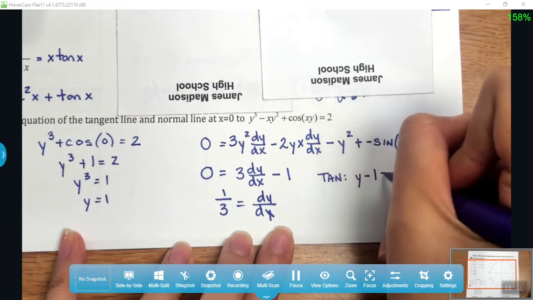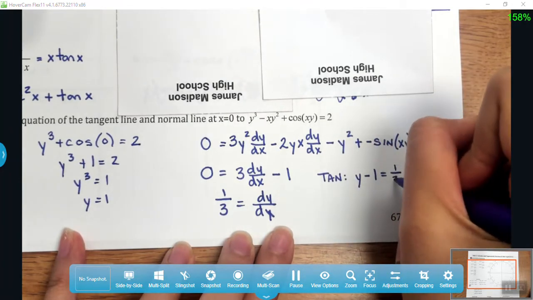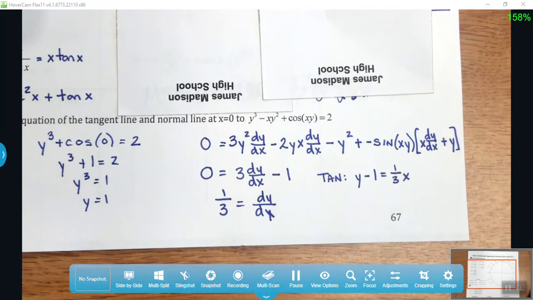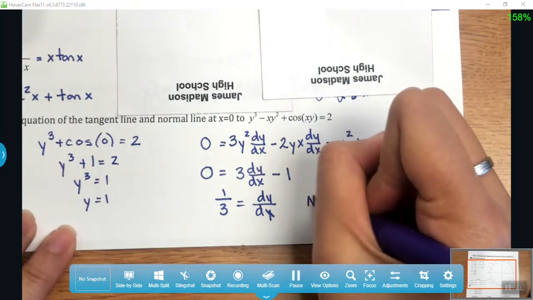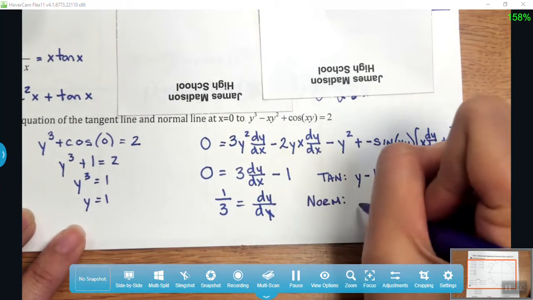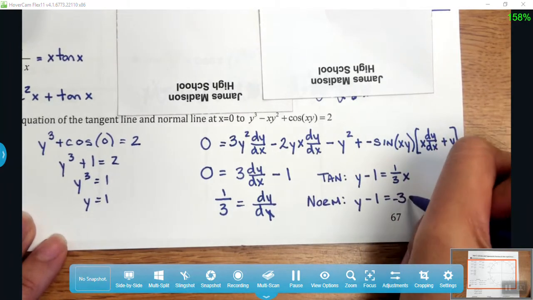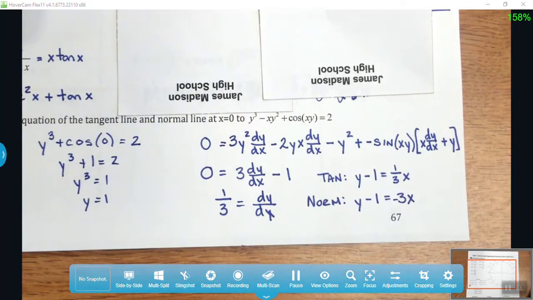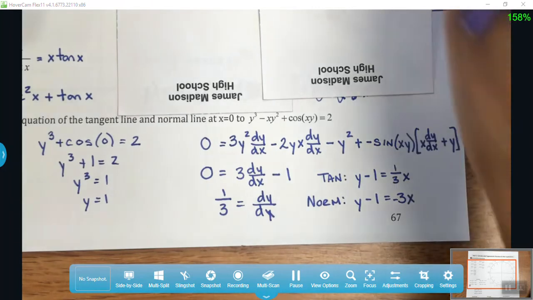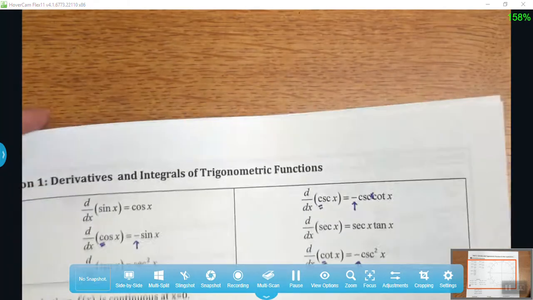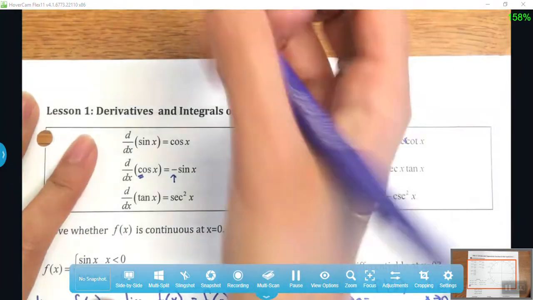And then our tangent line is y minus 1 equals 1/3 x, right? And my normal line is y minus 1 equals negative 3x. Yeah. Okay.